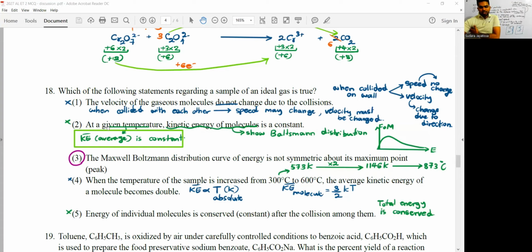Okay, average means you consider all the molecules and get an average by dividing by the number of molecules. Okay, I think that is enough.